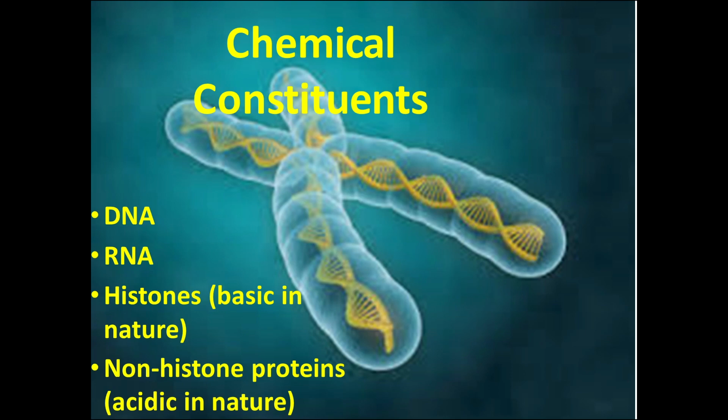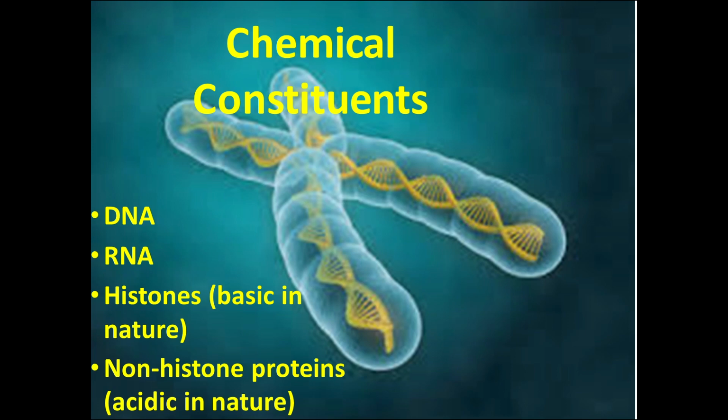With respect to the chemical constituents, a chromosome comprises DNA, RNA, histones which are basic in nature, and non-histone proteins which are acidic in nature. DNA is the most important chemical component of the chromosome, and it plays a key role in controlling heredity. This DNA is usually expressed in C values.